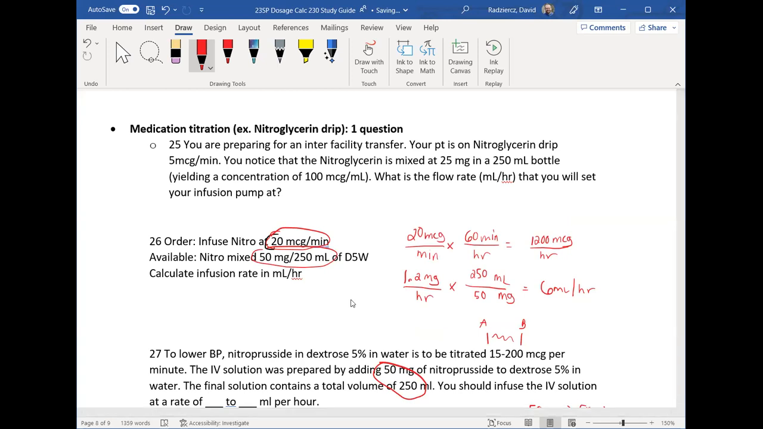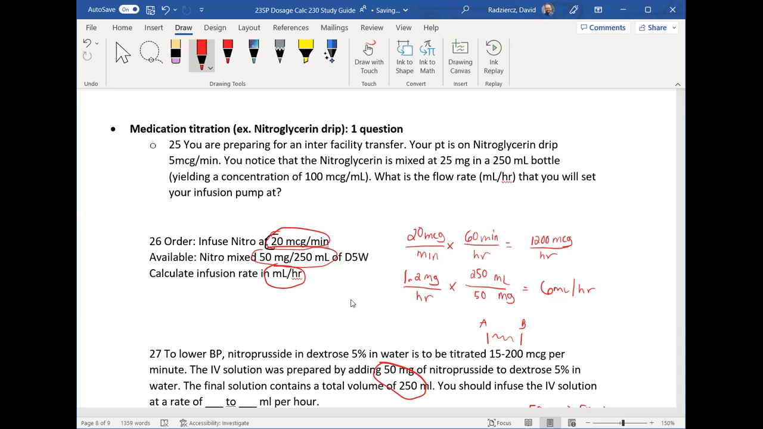But anyways, yeah, that's how you would do this. All you're going to do is your conversions, right? So the first thing I did was I converted minutes to hours. The reason I knew to do that is because I was looking for milliliters per hour. I already had a flow rate or an infusion rate, it was just in a different, you could argue unusual, orientation or order. So I converted minutes to hours first, right? And I got this 1200 micrograms.